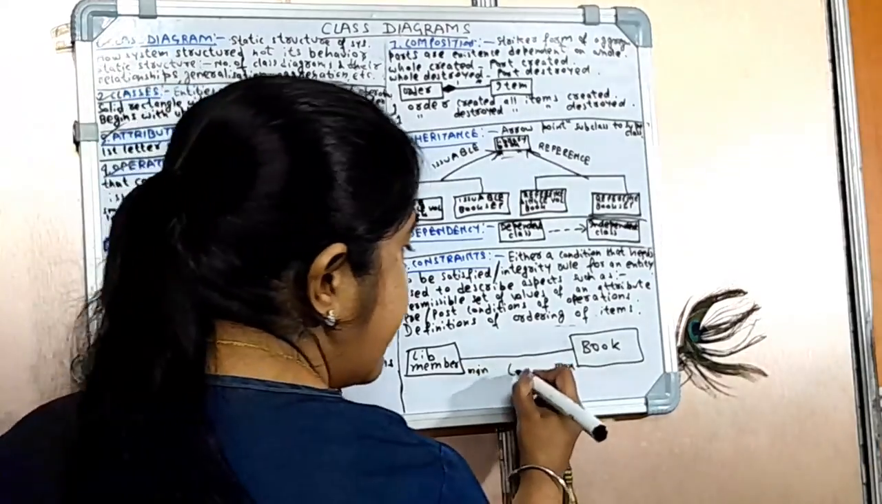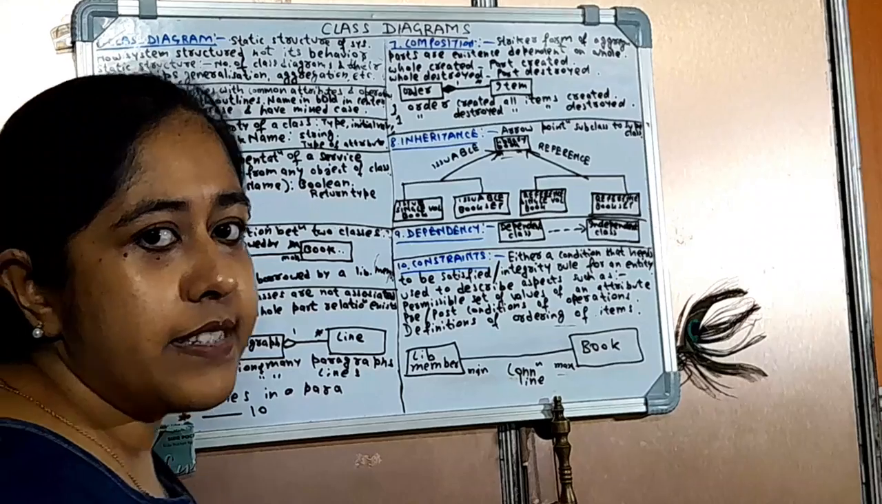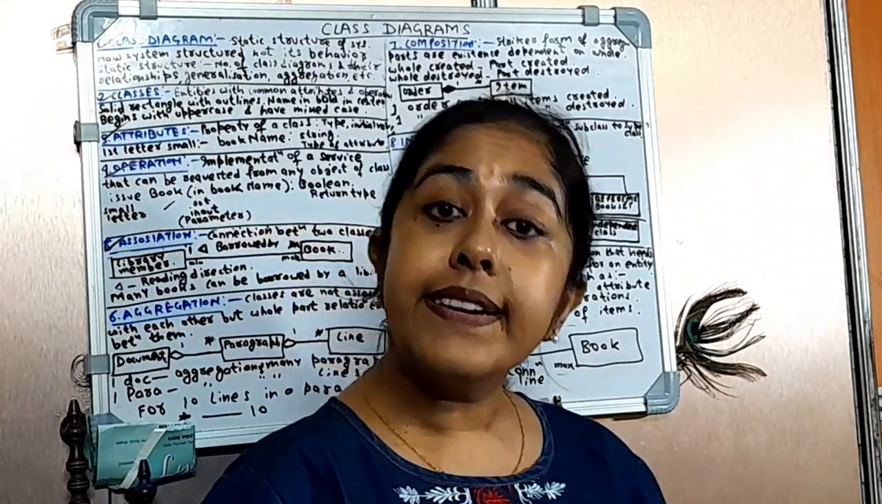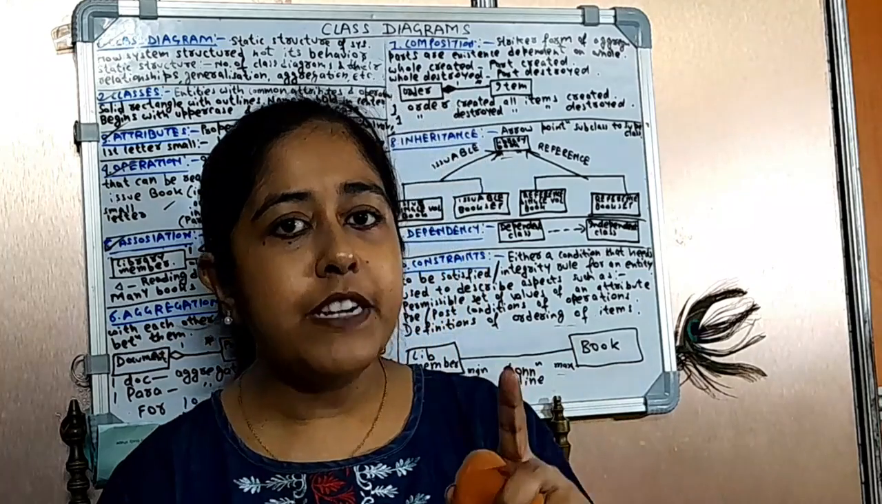This is the connection line. This is my connection line. Okay, so this is the connection between a library member and a book. There is some connection, that I know. Now what kind of connection is there? Some special syntax will show you that particular connection.